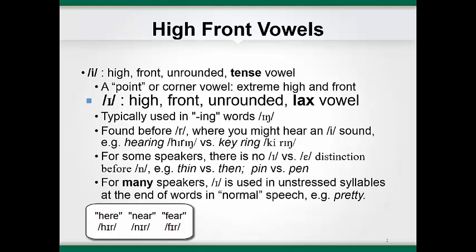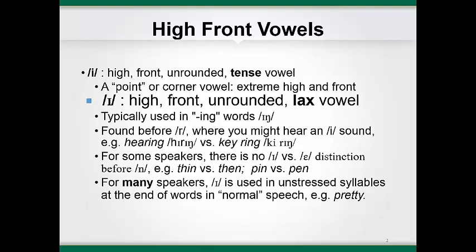in this context. Instead, the I vowel will be used in words like hearing and earring, and the E will be used in transcription of words like key ring, where the R consonant is in the onset of the next syllable. Can you hear the difference? Hearing versus key ring.